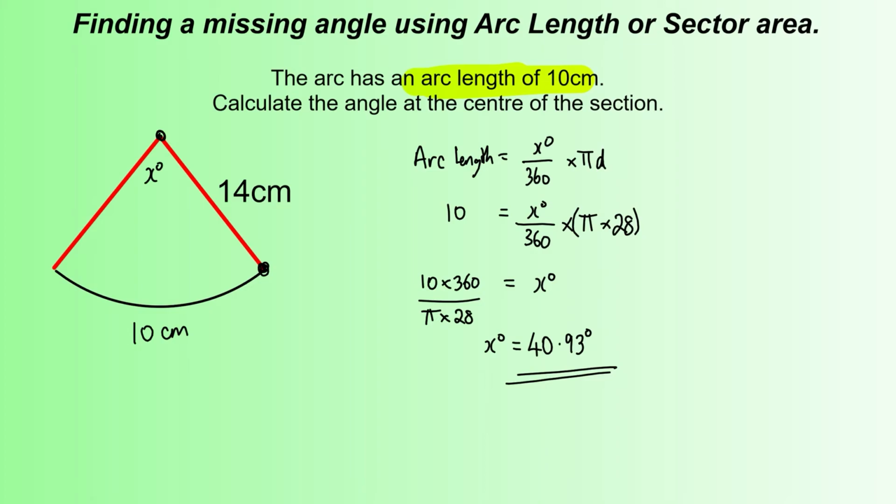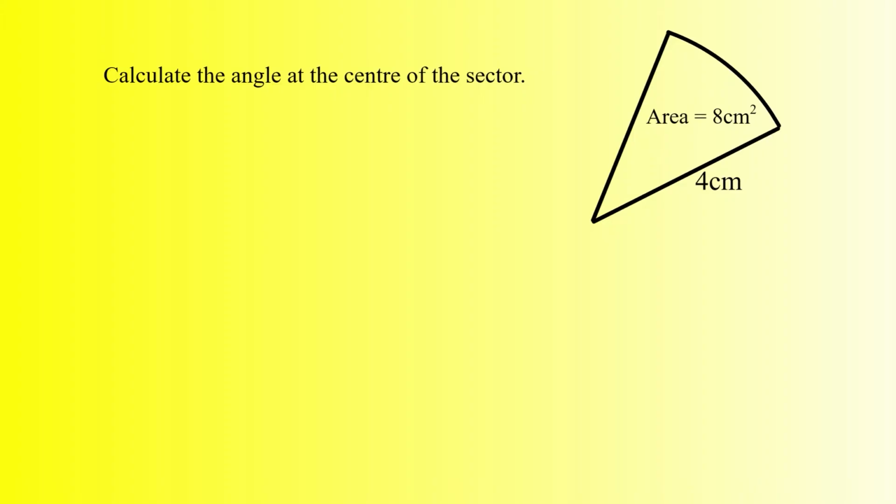And again, we can cover another similar example for sector area. So we've got a sector here, and we're told that the area of that sector is 8 square centimeters. We're told that the radius is 4. So we're looking for the angle again at the center. I'll call this y this time. Because we're given the sector area, we're using the sector area formula. So it's angle over 360 times pi r squared.